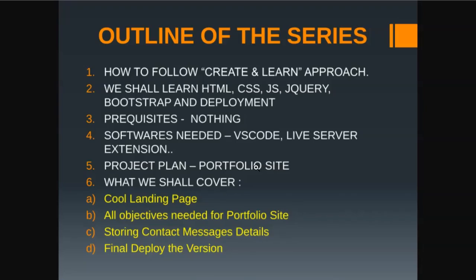Firstly, we'll be trying to build a cool landing page. Then we'll be discussing the sections needed for this portfolio site. As I told you, skills, achievements, about you, certifications, projects, etc. These things will be covered. I'll tell you how you can build each of the sections separately and easily. Then I'll show you how you can create the contact page, which I just showed you, how you can store the details, and if someone sends you a message, how you can view that as well. And finally, we'll be deploying the site and making it available for everyone to see. So these are the outlines which I'll be covering in the series.